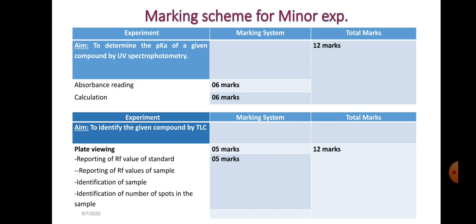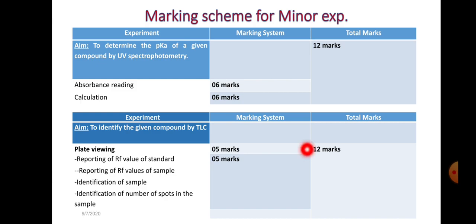So these are the 2 experiments suggested by the chairperson of the University of Mumbai, and another 2 experiments as minor ones. The distribution of marks is as follows. For determination of pKa of a given compound by UV spectroscopy, we have 12 marks. For absorbance reading we'll have 6 marks, as there will be 3 readings in this particular experiment. If all 3 readings are good, it will take 6 marks, so 2 into 3, and then calculation will have 6 marks. So altogether it will have 12 marks.